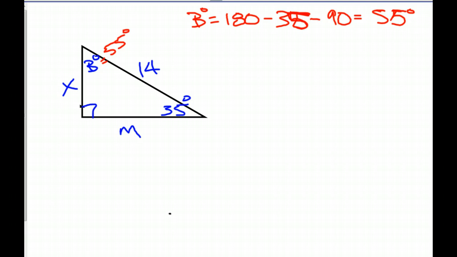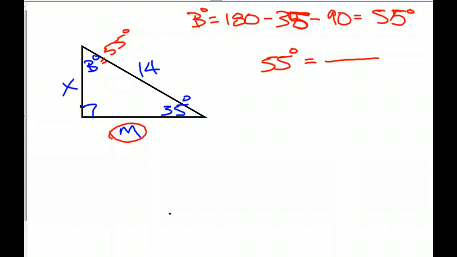So which do you want to find this time, x or m? You want to find m? Which angle do you want to use, the 55 or the 35, to find m? 55. So we're using 55 degrees equals a ratio: opposite over adjacent, adjacent over opposite, or opposite over hypotenuse. You want to use sine. Why did you pick sine, Elias?